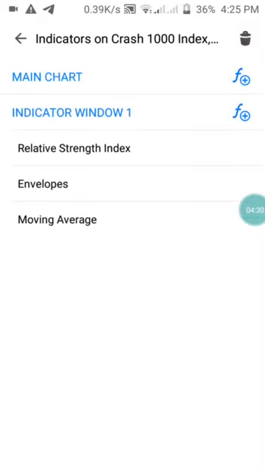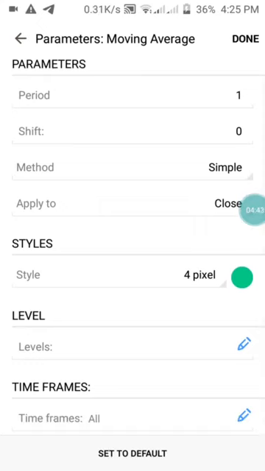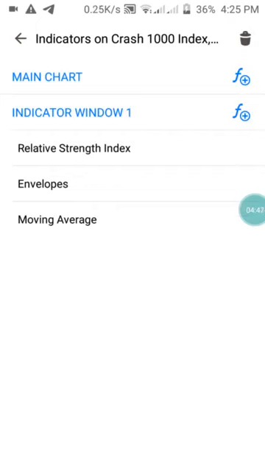Then you press done. Then you have your moving average. We have your period of 1. We have our shift to be 0. We have our method to be simple, and we have apply to close, and then we have our style at this color. So that's all about our moving average. Then you can press on done.